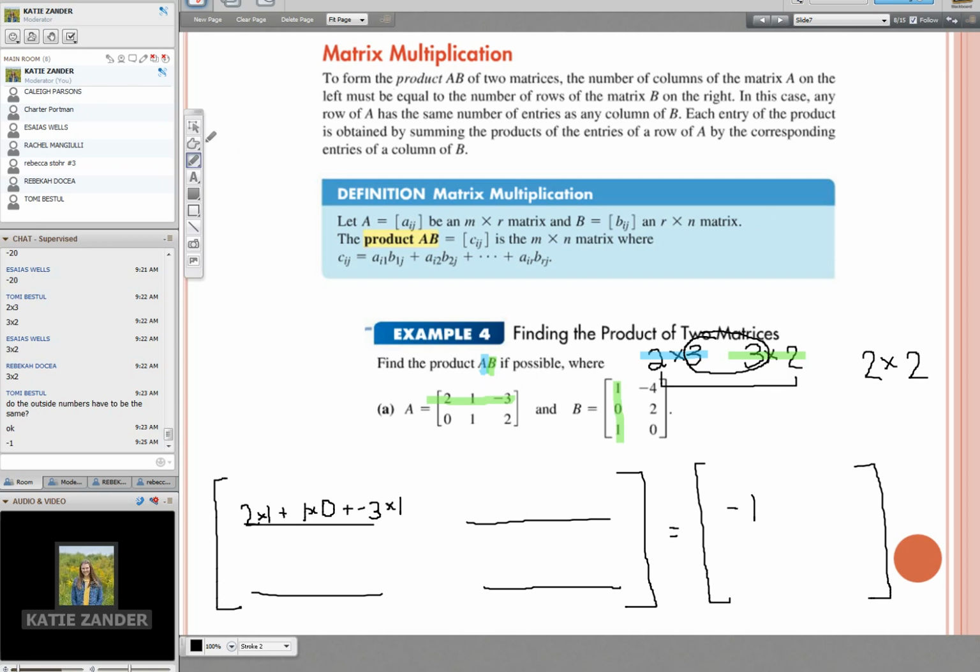All right, next thing we're going to do is find row 1, column 2. So I'm going to move my highlighting over a space, and I'm going to do the same thing here. We'll multiply the first elements together, so 2 times negative 4. Multiply the second elements together, 1 times 2. And multiply the third elements together, negative 3 times 0. All right, I do want to simplify those, so that's a negative 8 plus 2 plus 0. What's a negative 8 plus 2 plus 0?